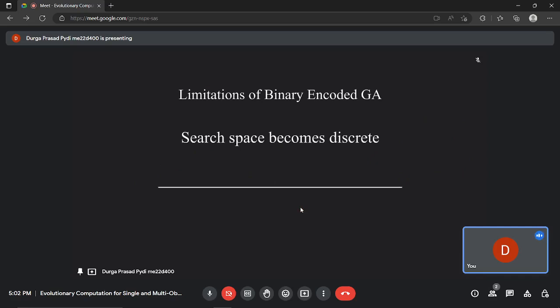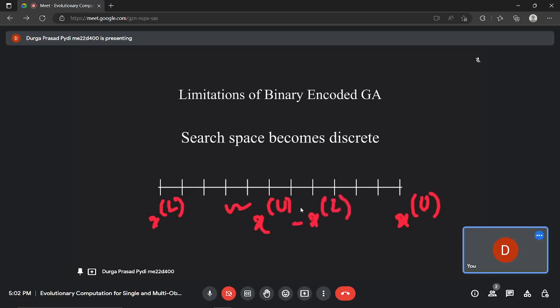So when you have your initial domain like this, now your domain is getting split. This is your x lower limit, this is your x upper limit. This interval is essentially your entire span divided by the precision that could be acquired with the chromosomal length you have specified. So this will be xu minus xl by 2 power L minus 1. This is what we denote by the precision. So this is one of the challenges we encounter with the binary encoding.